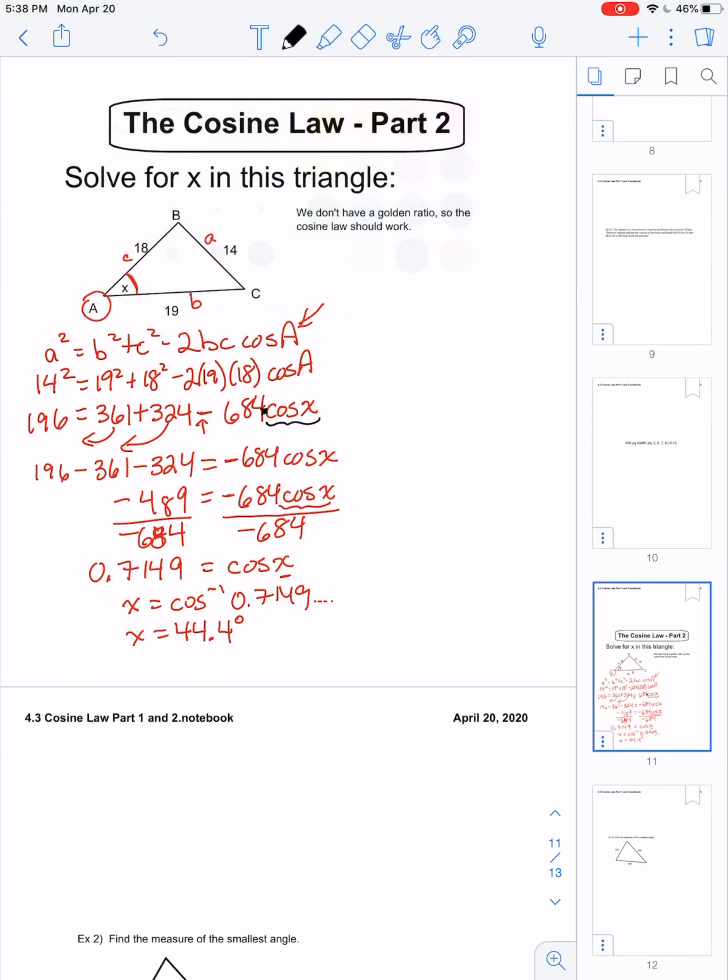I'll tell you where the mistake often happens. I often see students do 361 plus 324 minus 684, get a number, and then bring it over to the other side. And it does not work that way because it is multiplication in between the 684 and the cos of X.